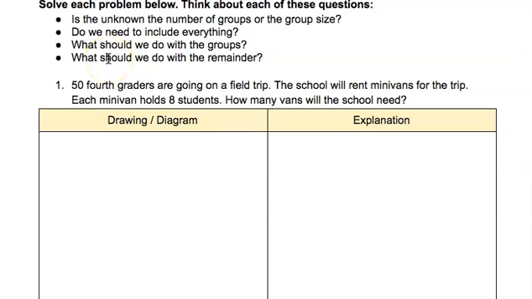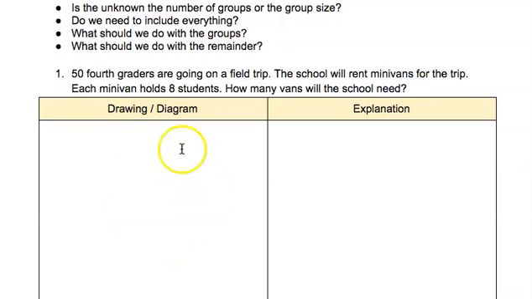And then what should we do with the remainder? So let's say we have a leftover amount. We are going to add another group because we have to include everyone. We cannot leave any 4th graders behind on this field trip. So understanding what to do with the remainder helps you decide if you're going to add a group or if you're going to take away a group.